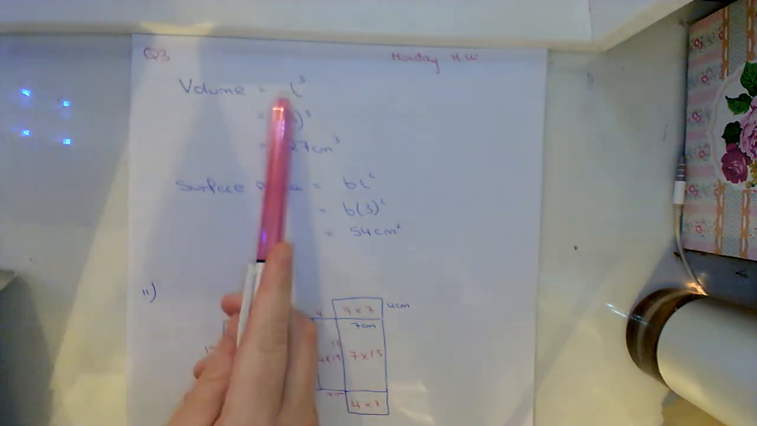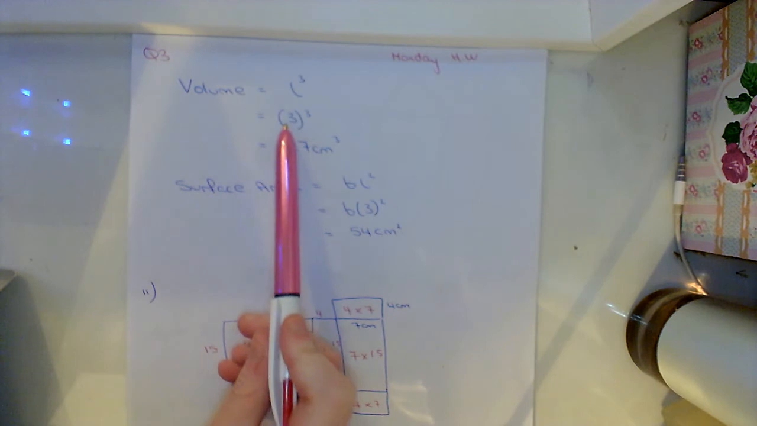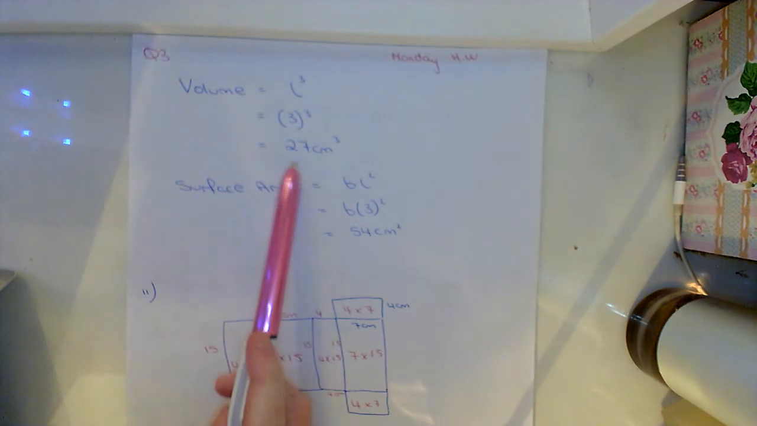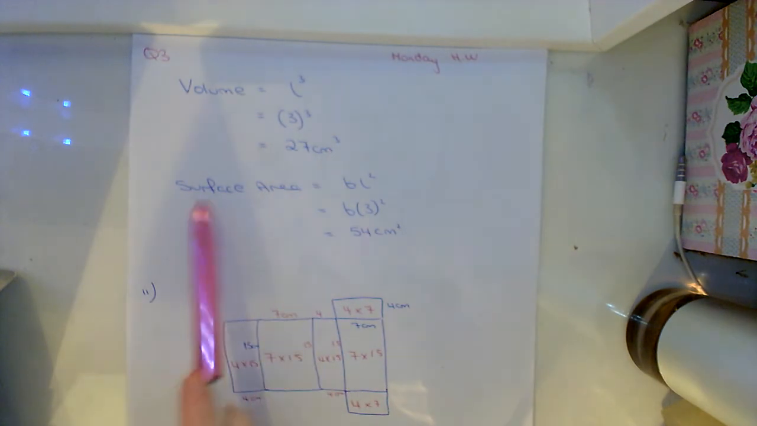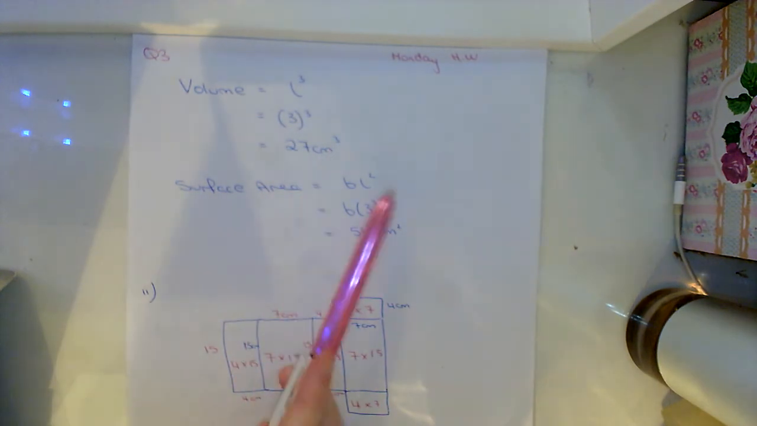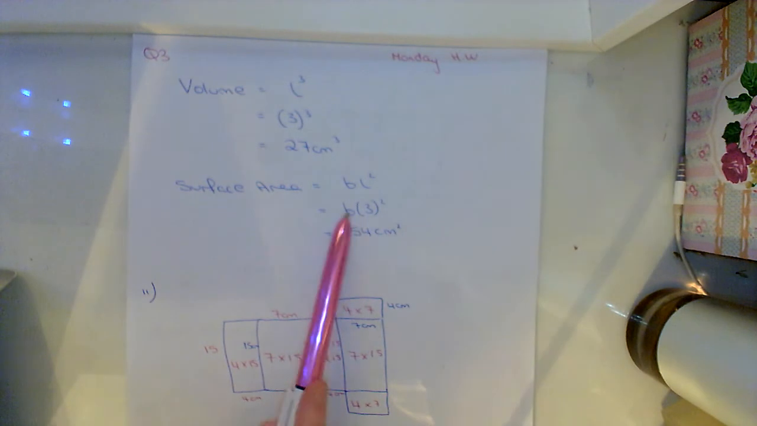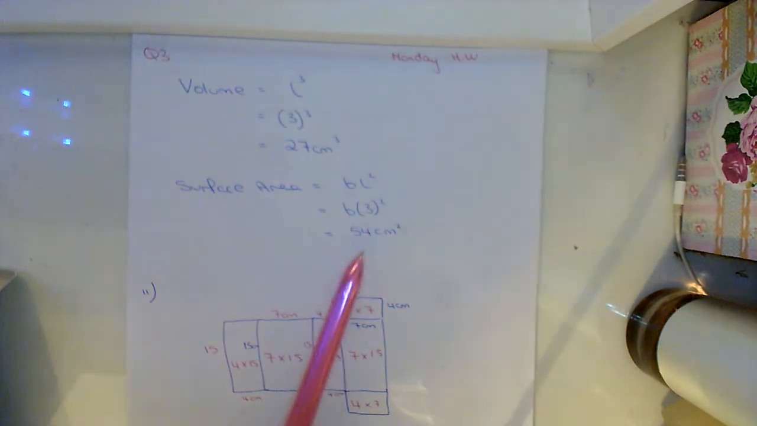So the volume of a cube is L cubed, so I get 3 to be cubed, and that gives me 27 centimeters cubed. The surface area then is equal to 6L squared, and I get 6 bracket 3 to be squared, and I get 54 centimeters squared.